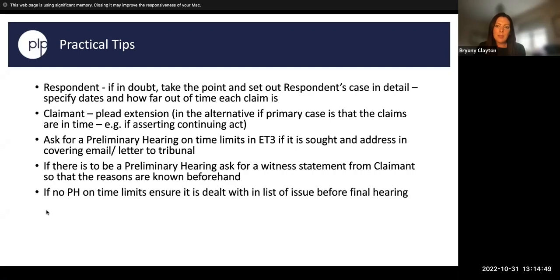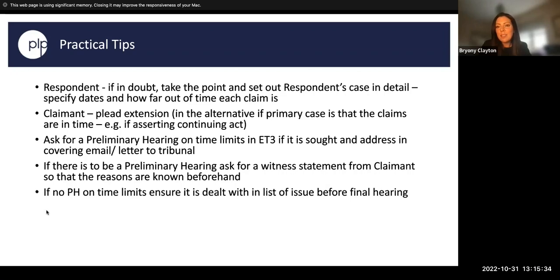On behalf of the claimant, I think it's helpful to plead the extension of time, even if it's in the alternative to the primary case. So if you're saying, for example, there is conduct extending over time, and therefore time should start at the end of the period, then you can plead the alternative position that there should be an extension of time in the ET1. If you're asking for a preliminary hearing on time limits, then there's no harm in doing that in the ET3, and also to address that in the covering email or the letter to the tribunal.